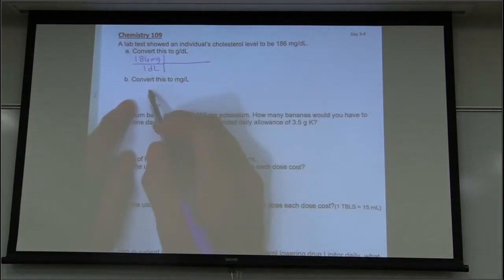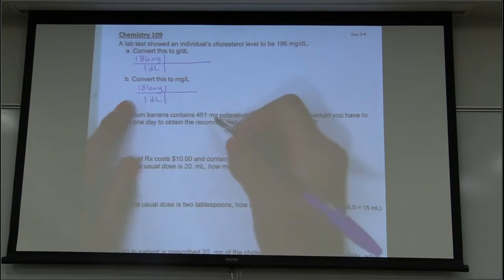And the same thing for B. What's the given for B? 186 milligrams per 1 deciliter. I promise you he can't hear you, okay? So you can talk. I promise you he will not be able to hear you. All right?